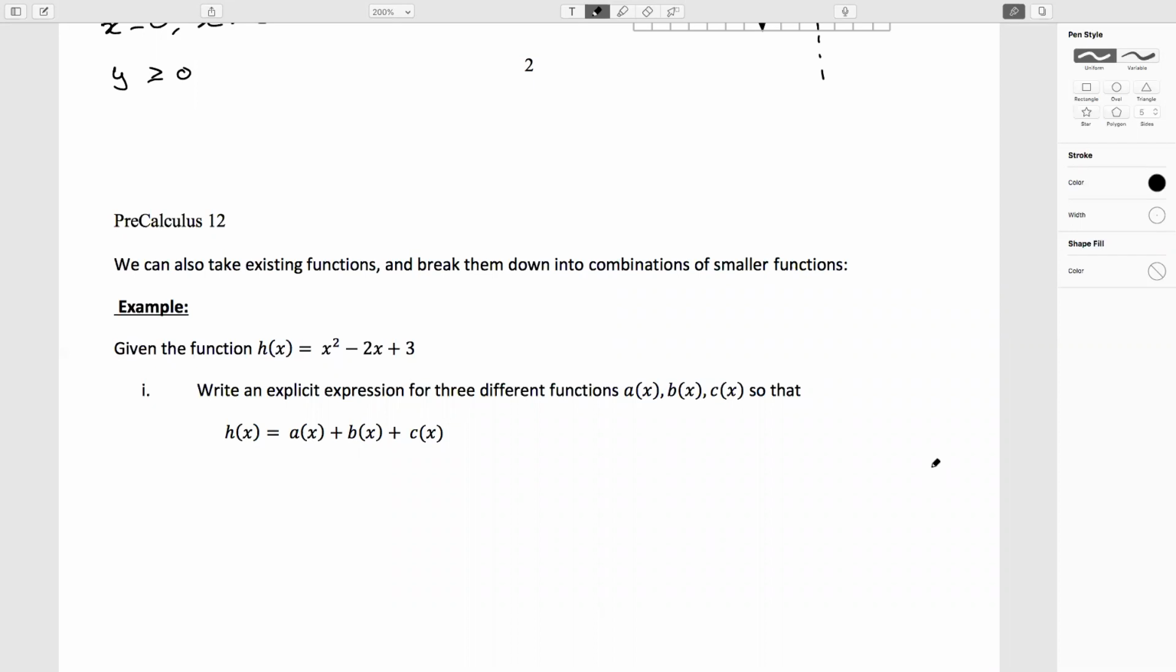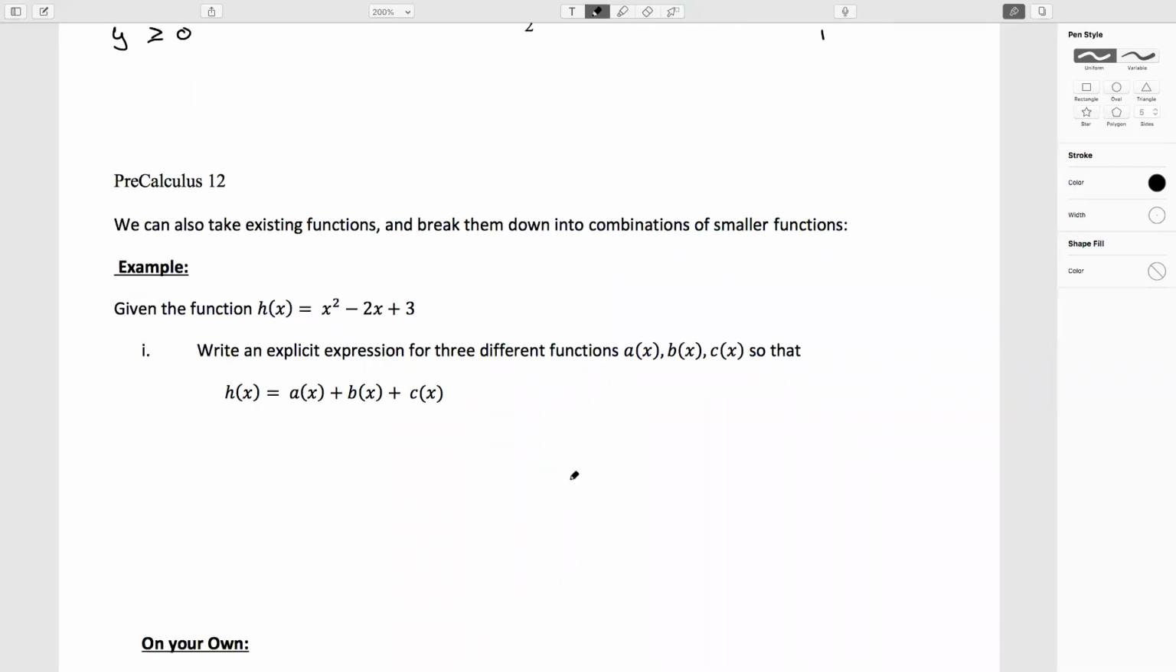Write an explicit expression for 3 different functions, a of x, b of x, and c of x, so that a plus b plus c equals h. Now, it's really easy for us to just take the 3 terms, x squared, minus 2x, and 3, and literally just call each one of them a, b, and c. But we need x to be a variable in each function, so it gets a little bit trickier. If x has to be a variable in each function, we can still use a of x equals x squared.